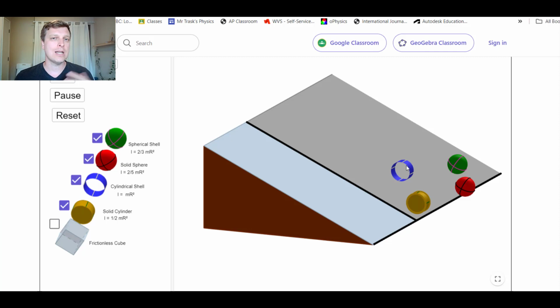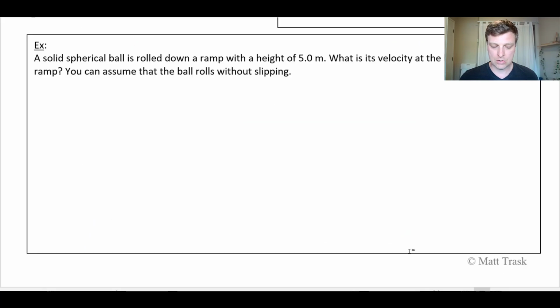Because the ring has the highest moment of inertia, it has a greater proportion of its energy as rotational energy. And because the sphere has the lowest moment of inertia, it has a greater proportion of its energy as translational energy and not rotational. And so it's got an overall faster linear velocity than the ring. So let's see how that compares to our problem here.